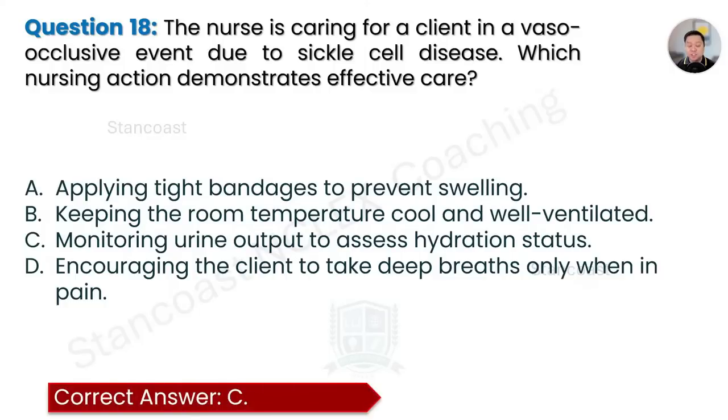We know that adequate hydration decreases the blood viscosity, so as to prevent further sickling of the red blood cells. And here you have to monitor the urinary output, which is a reliable way to evaluate hydration status. Now, the clue here is that when the question asks for effective care, especially in a vaso-occlusive event, again, your management here should focus on hydration, oxygenation, and circulation. And again, C is our most critical nursing action to reduce sickling and improve outcomes.